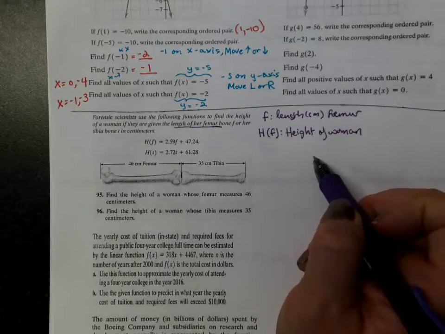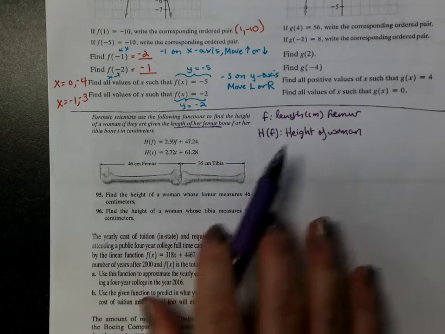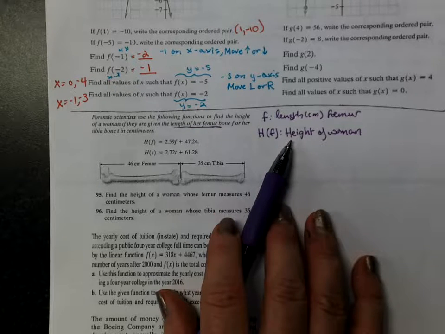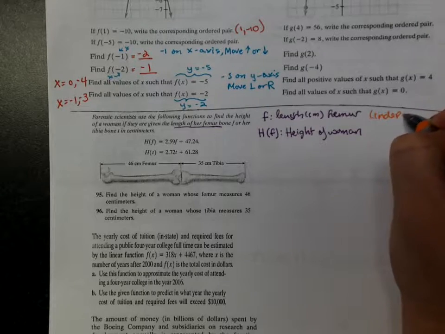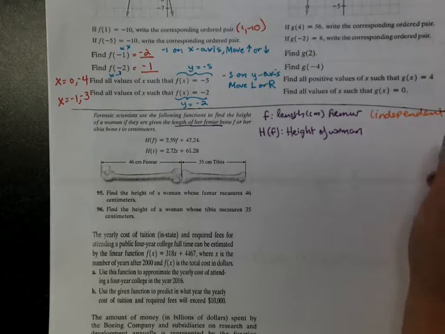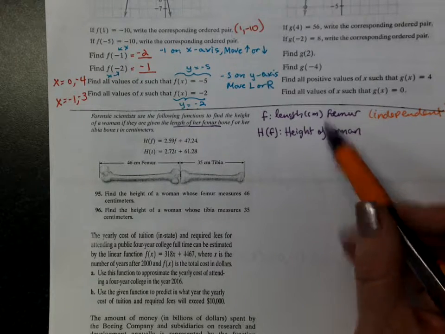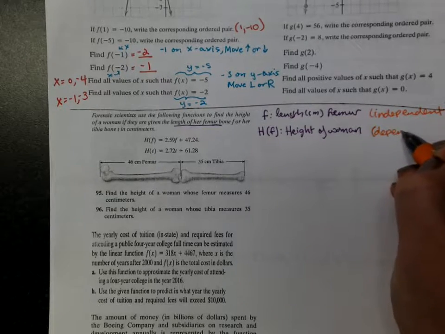What depends on what is one thing to think. Right, the length, or is it the other way around? Height depends on the femur. Right. So our independent variable is the F. And the height of the woman depends on how long her femur is. The longer her femur is, the taller she'll be. And so that is our dependent variable.